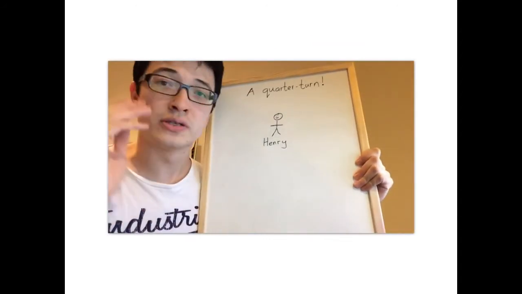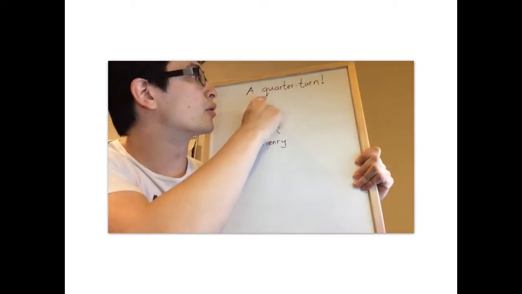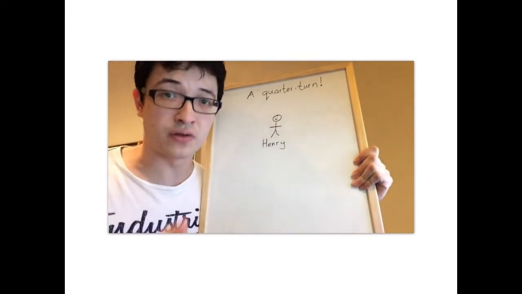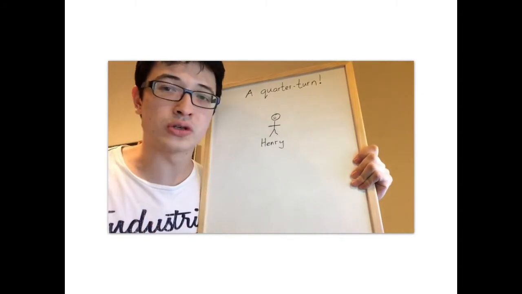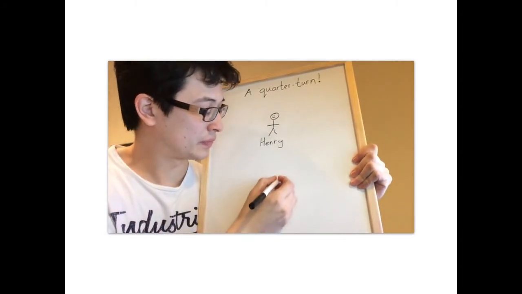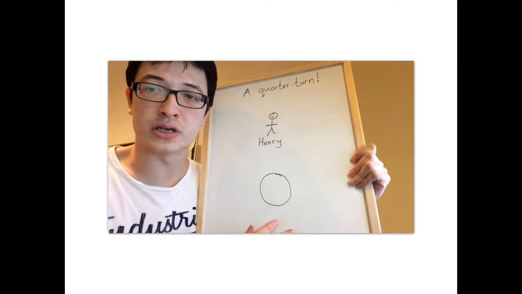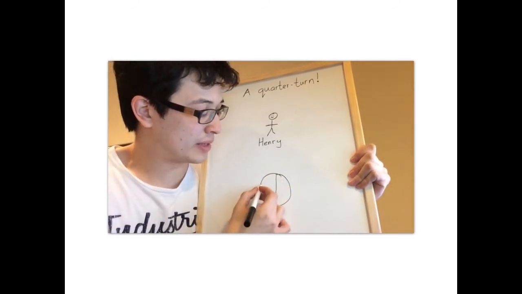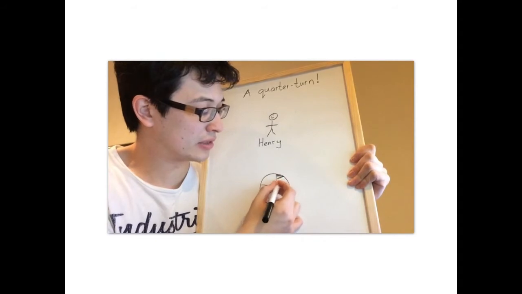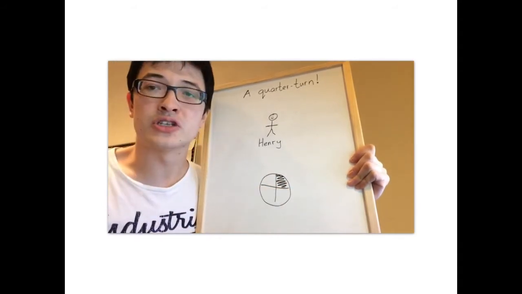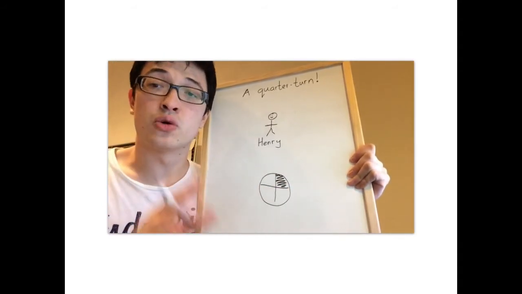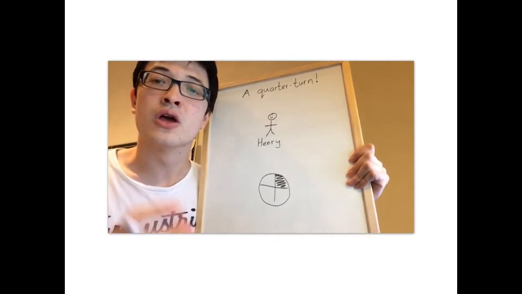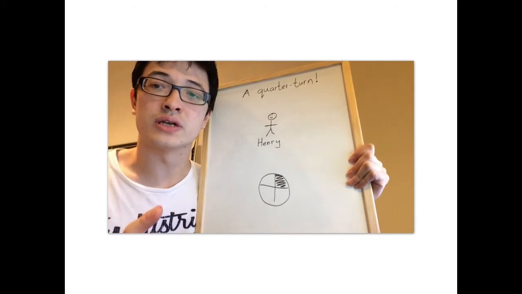Right, so step 4. I can make a quarter turn. Now, if you remember, and if you've done fractions before, a quarter looks a little bit like this. You've got a circle, and a quarter looks a bit like this. And this here is a quarter. So if you imagine, when we ask you to make a quarter turn, instead of turning a whole turn, so that's a whole circle, you're only turning a quarter.